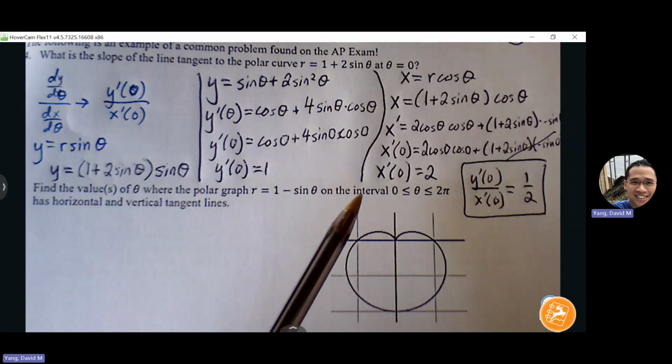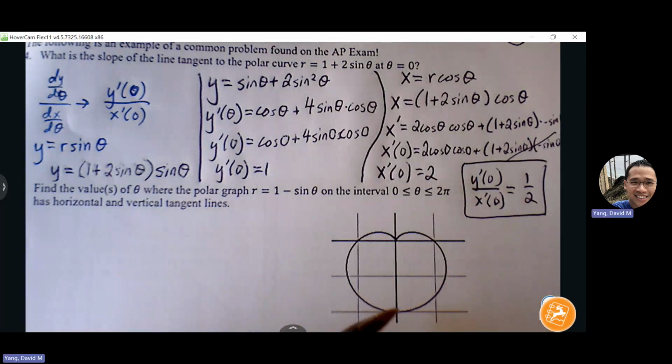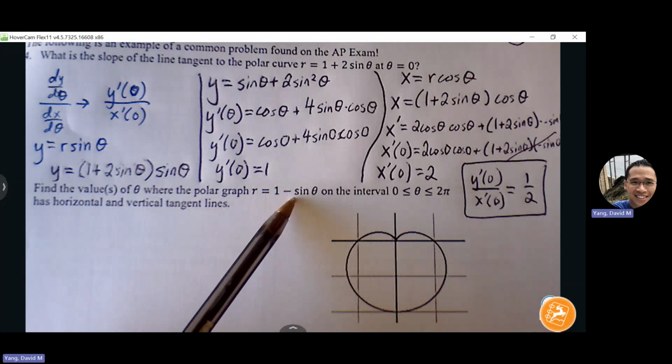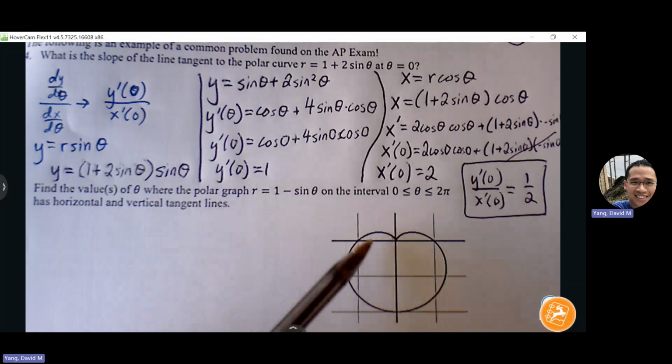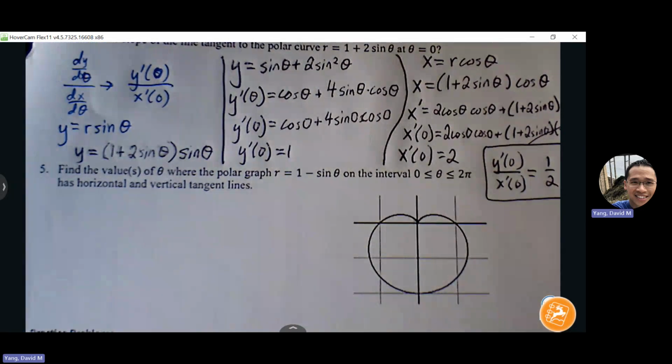This is a, yeah, so it's symmetric about the y-axis, we can tell. Cardioid, sorry, symmetric about the y-axis, cardioid. And with the coefficient and the constant adds up to be 2, so we can see that the diameter is going to be 2. Right, but the graph is wrong for us. Find the value, horizontal and vertical tangent lines.